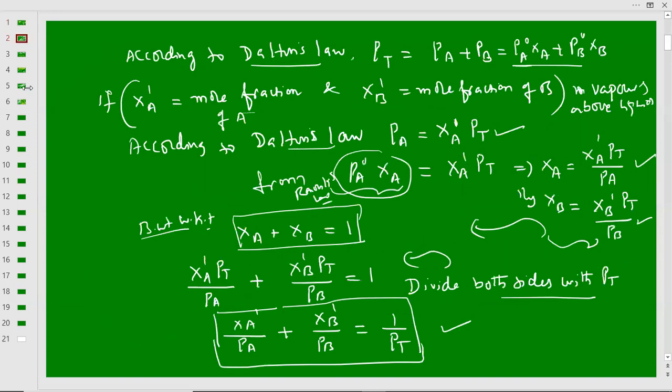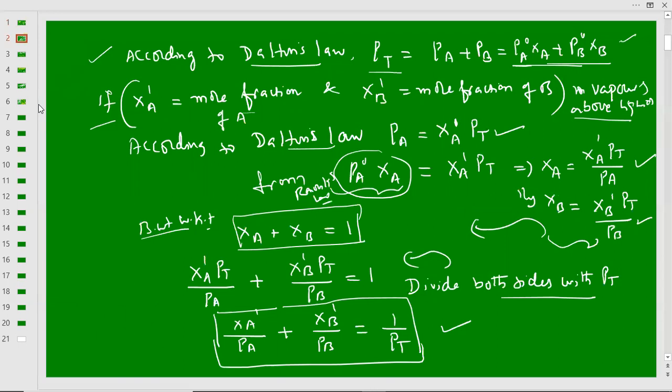Now, in this discussion, according to Raoult's law, total vapor pressure is equal to PA plus PB. That can be expanded as PA naught into XA plus PB naught into XB. If XA dash and XB dash are the mole fractions of the vapors above the liquid, then according to Dalton's law, it can be written as PA is equal to XA dash into PT. From that, you can find the XA, XA dash and PT relation here. And Raoult's law is applied in this one.